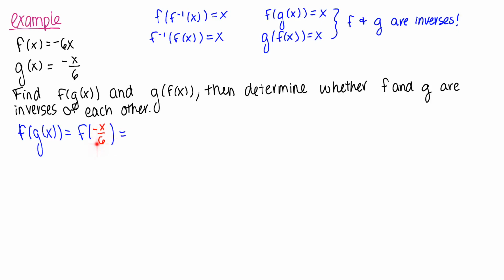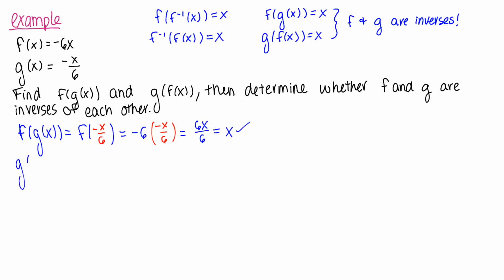Now we're plugging -x over 6 into the function f. So instead of x, we're going to plug in -x over 6. So we have -6 times x, and instead of x, we have -x over 6. So the negatives multiply and cancel. You get 6x over 6. The 6's cancel, and you get x, so we're good in one direction.